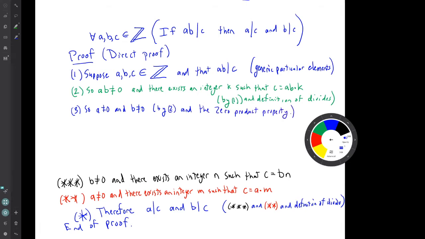So notice we need to be able to say that B is not 0 in that black statement near the bottom of the proof. And we've now said B is not 0. And that's because we knew that AB is not 0. Now the other thing that we need to be able to say is that C equals B times N. But look, we know this equation is true. So that gives us an idea of what to use for our letter N.